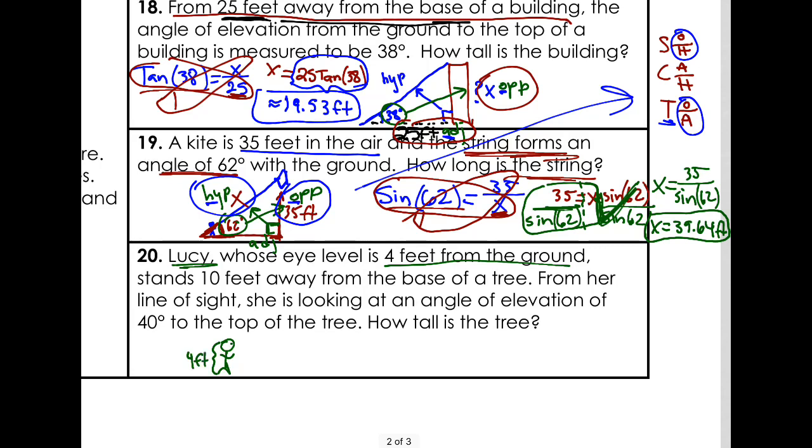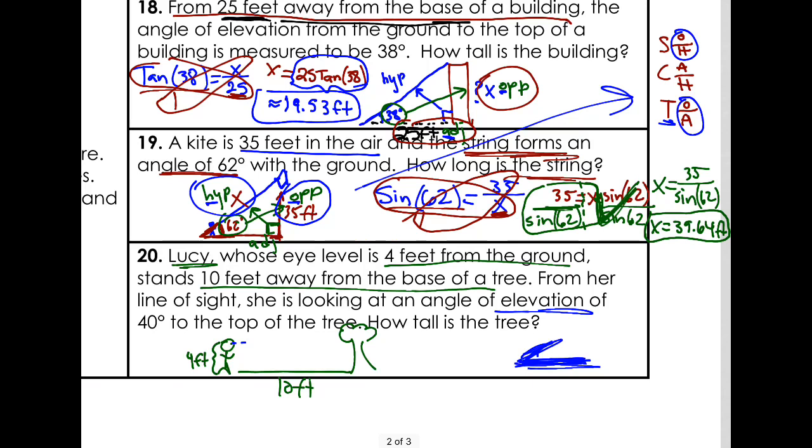And she stands 10 feet away from the base of a tree. So she is 10 feet away from the base of a tree. And let's see, from her line of sight, she is looking at an angle of elevation. So I know that is an angle that is formed with a horizontal line to the top of the tree.